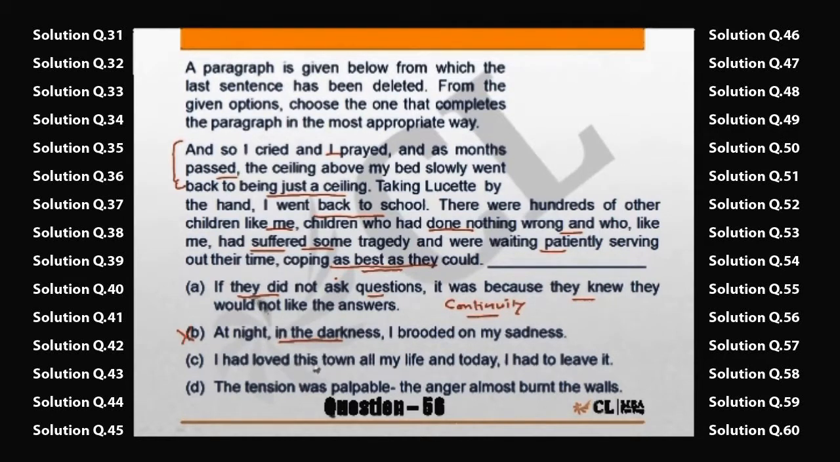Choice C, I had loved this town all my life and today I had to leave it. This is incorrect on account of scope. The paragraph is not talking about the town per se, it is talking about the specific situation and within the school's environment. Okay. And choice D, the tension was palpable. The anger almost burned the walls, not connected at all to the passage. I will again say out of scope. It is not connected to the passage at all, and hence the correct answer is choice A.